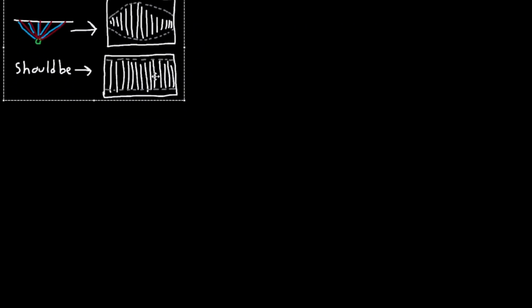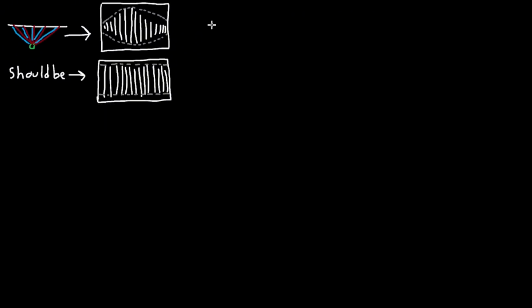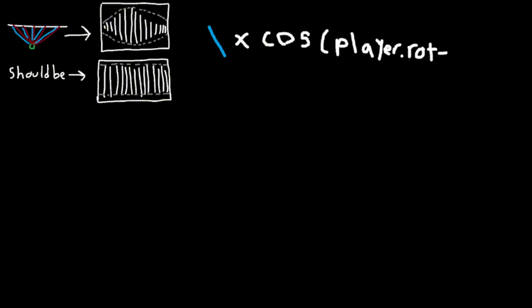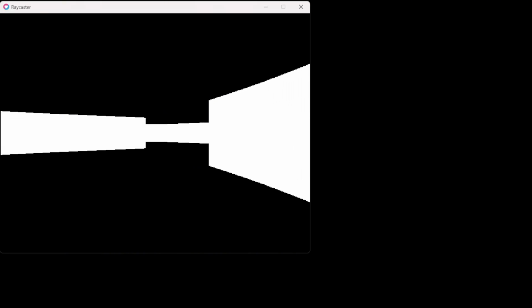If you multiply the ray's distance by the cosine of the difference between our player's rotation and our ray's rotation, it produces a convincing enough result. This works because as the angle of our player and the angle of our ray grow farther apart, the cosine of their differences will increase parabolically. The curve of our fisheyes is also parabolic, so it cancels out that curve we see. Here's what it looks like now.